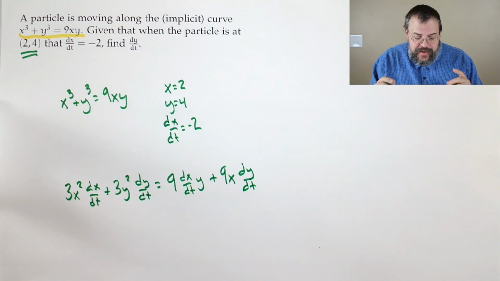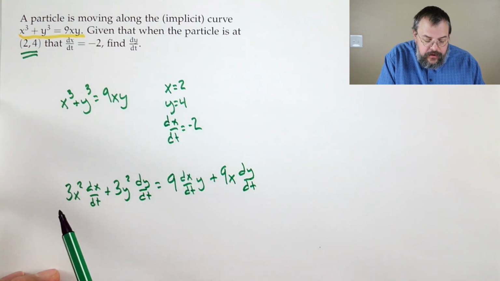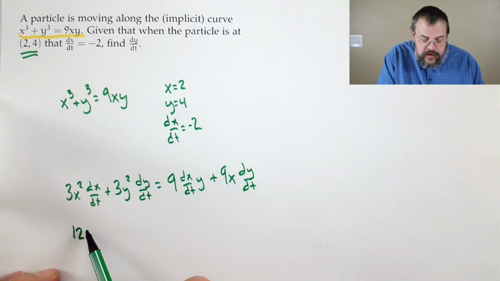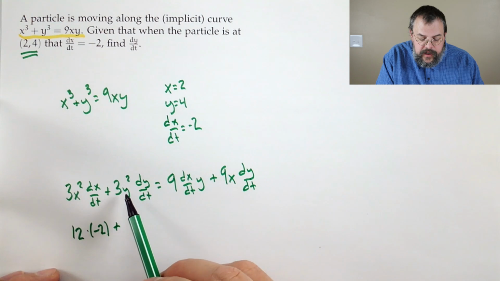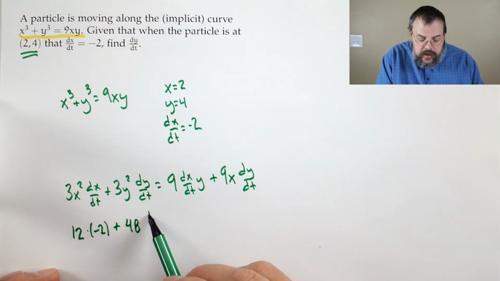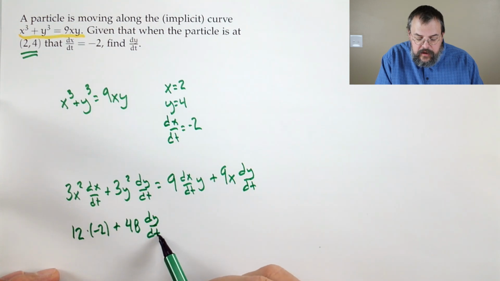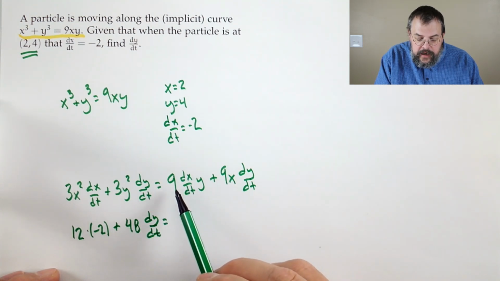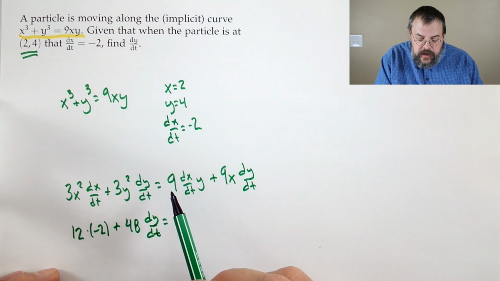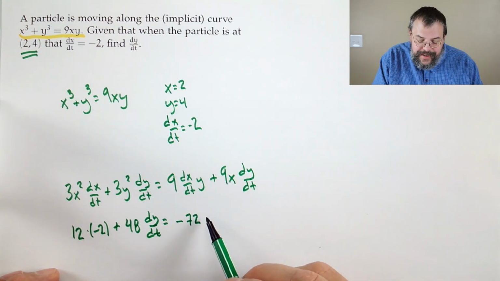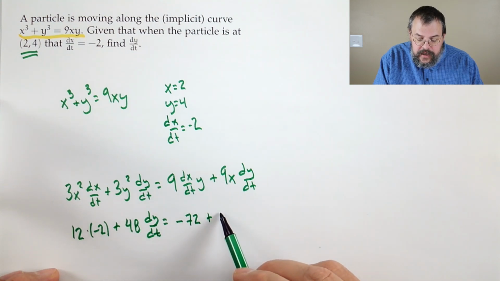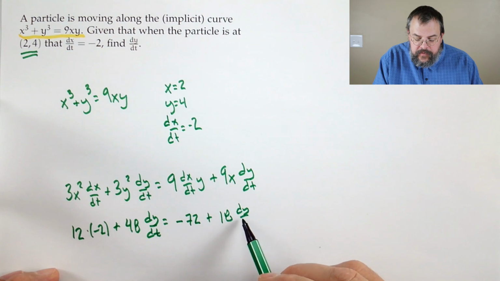What do we do? Plug in what we know. So, here we go. x is 2. 3 times 2 squared, 12. dx/dt, negative 2. Plus, y is 4. 3 times 4 squared, 48. dy/dt, we don't know. That's what we're looking for. Is equal to, here, we get 9 times dx/dt, which is negative 2, times y, which is 4. So 9 times negative 2 times 4. That's negative 72, if you multiply it all together. Plus 9 times 2, which is 18, times dy/dt.